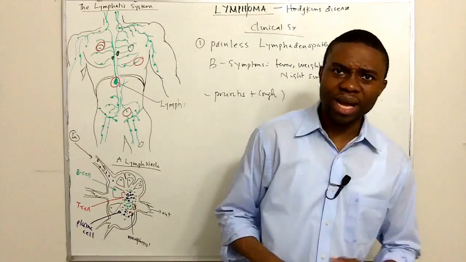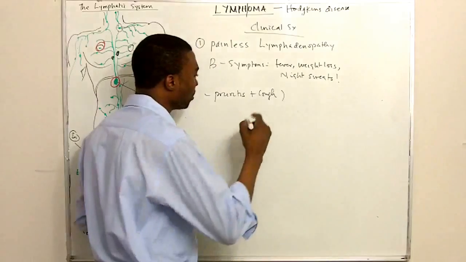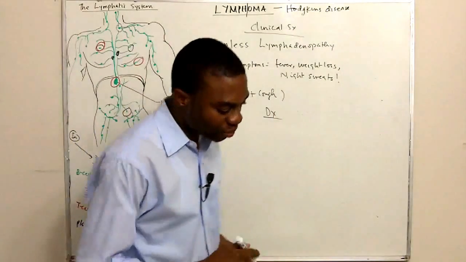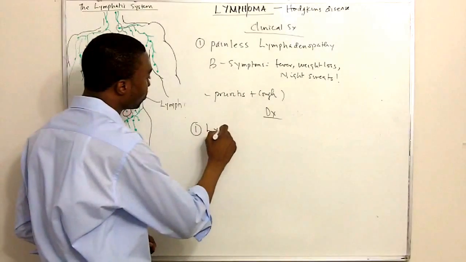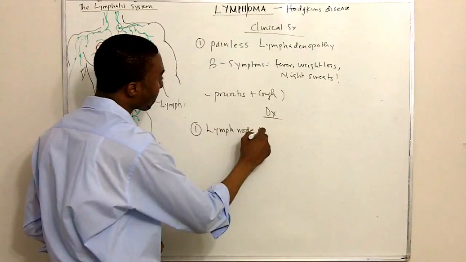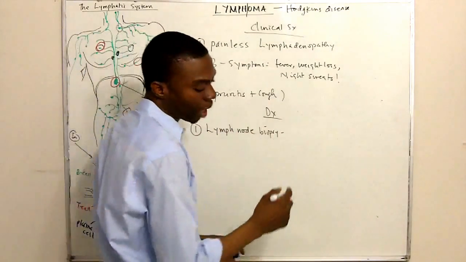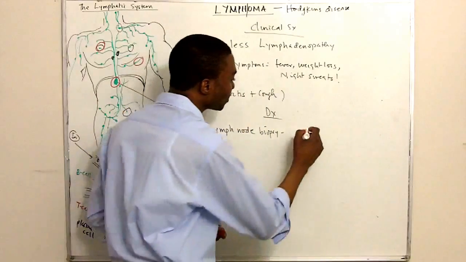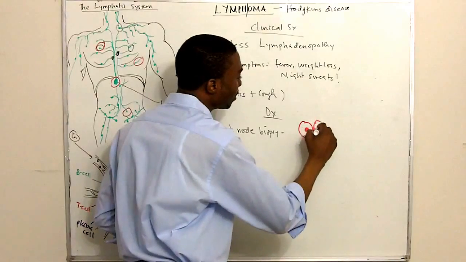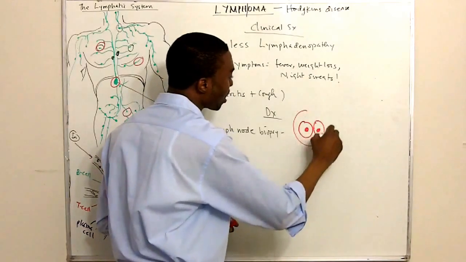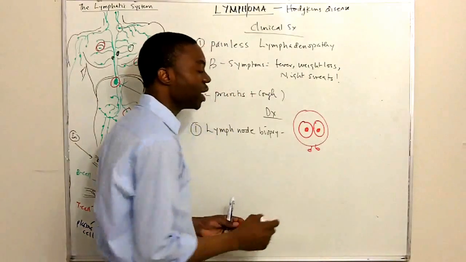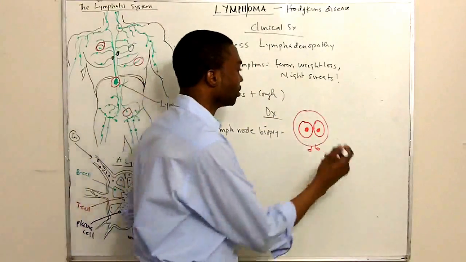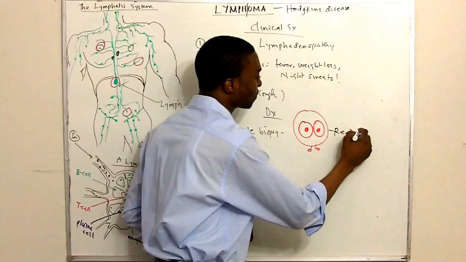So how are we going to make the diagnosis of Hodgkin's lymphoma? You know the answer. We've got to go to the lymph nodes. You go to where the problem is. So we're going to do a lymph node biopsy. And what are we looking for? If we find these cells, the Reed-Sternberg cells, we have made the diagnosis of Hodgkin's lymphoma.